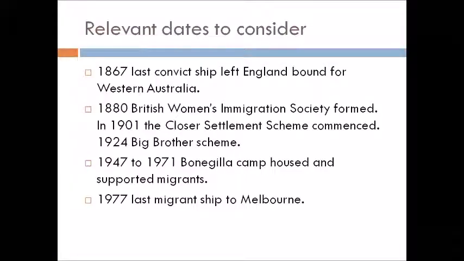1947 was when the Bonegilla camp opened up and took all our post-World War II immigrants through, and that didn't close till 1971, and there's a lot of information online for them. And the last migrant ship into Melbourne was 1977, which, you know, it's not really that long ago in time. After that, of course, everybody arrived by plane, unless we look at politics, and we won't go there.